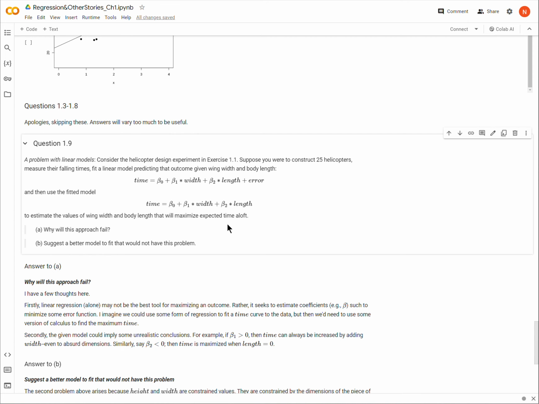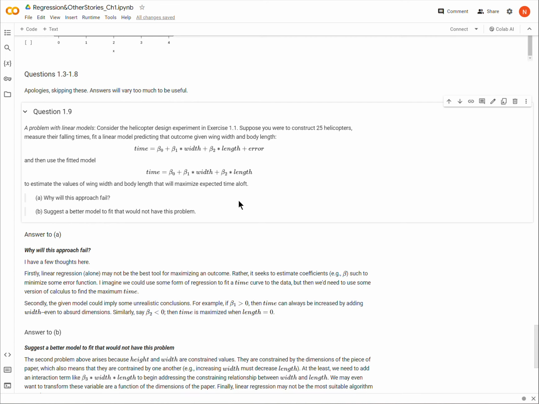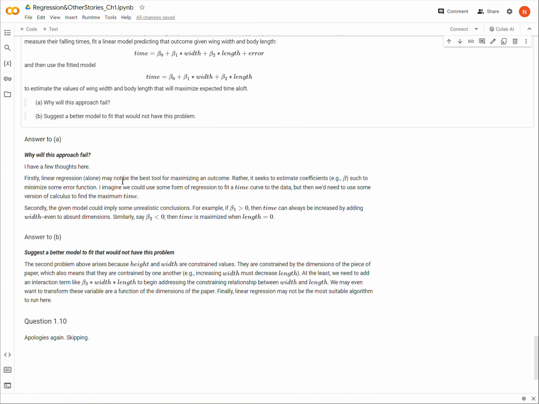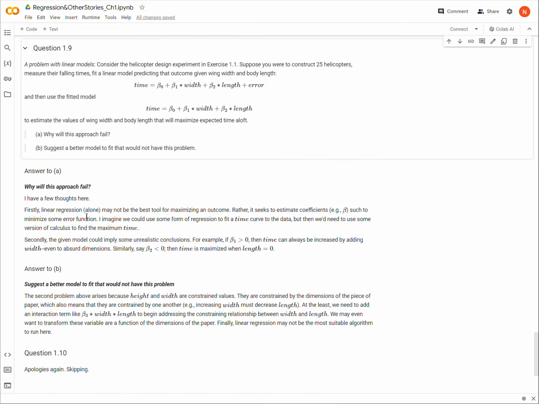So this is a pretty open-ended question, I feel. And so if your answers vary, I hope that you will put your answers in the comments. But here's my thoughts on it. Okay, so my first thought is that linear regression is not really the tool that we would use, or not the only, at least not all by itself. It's not what we would use necessarily to maximize an outcome, right?